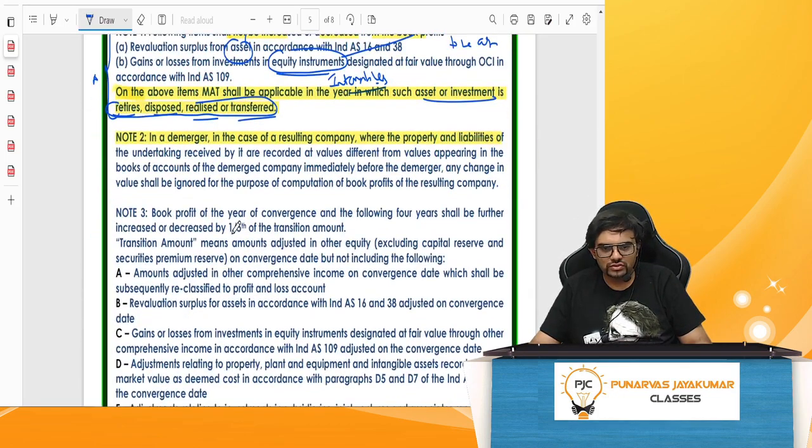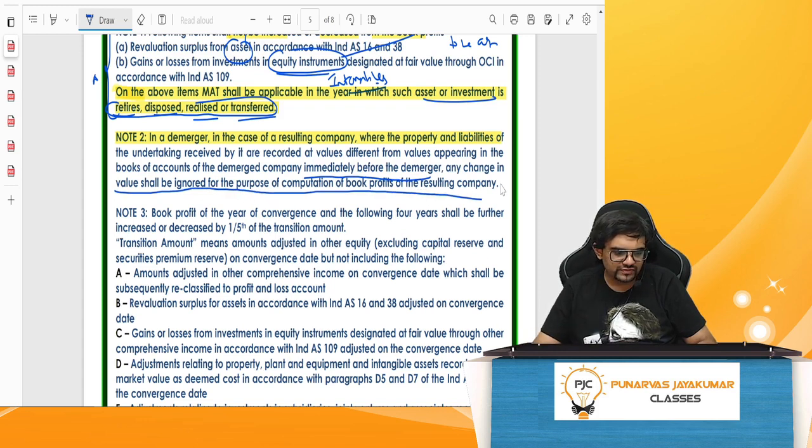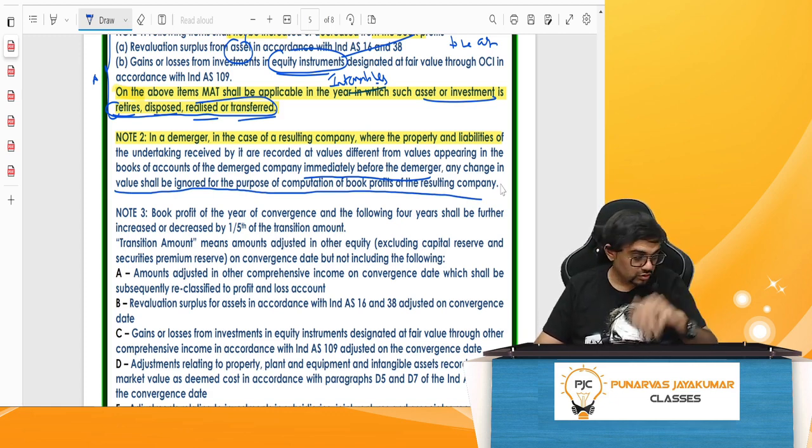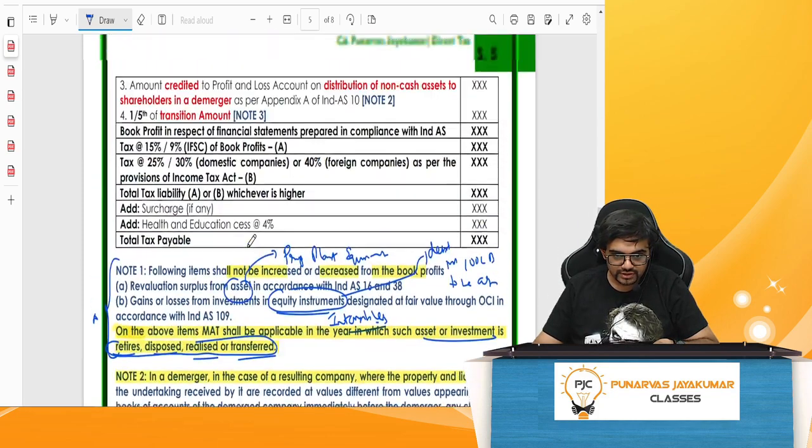So if you see note number 2, in a demerger, in the case of the resulting company where the property and liabilities of the undertaking received by it are recorded at values different from values appearing in the books of accounts immediately before the demerger, any change in the value shall be ignored for the purpose of computation of book profits of the resulting company. So, though on top they say, right, here, what did they say?